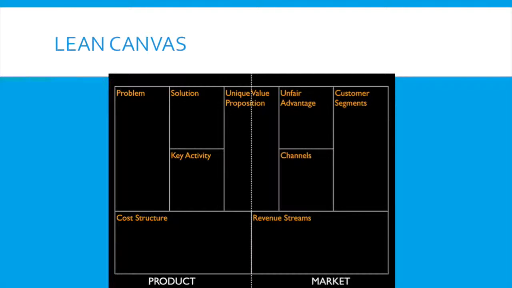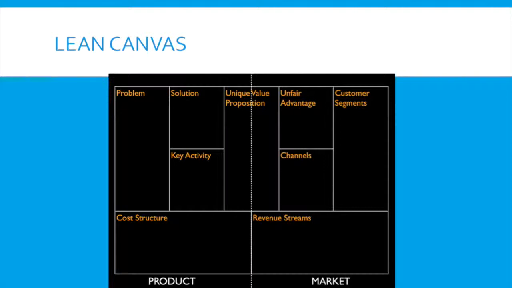So this is the Lean Canvas, and this is like a blank version of the Lean Canvas. The normal version you'll find is more like a printable version. But in this course, we're going to be using an online resource called Canvanizer, and I'll add the link to the resources where you can fill this out online.